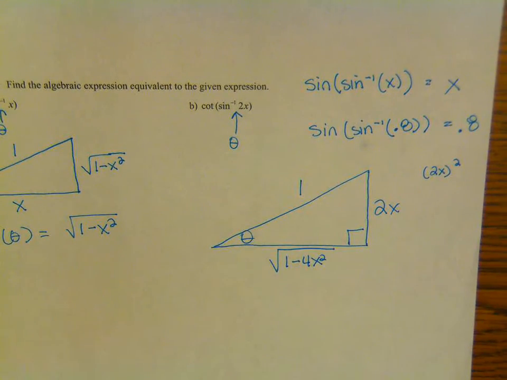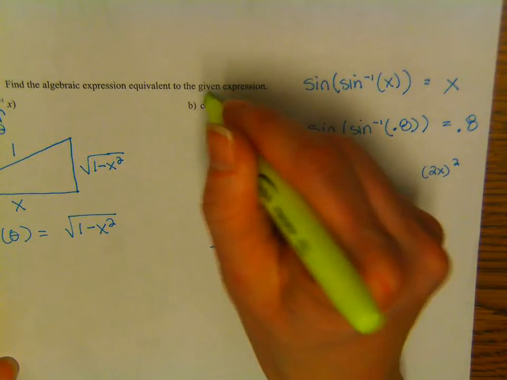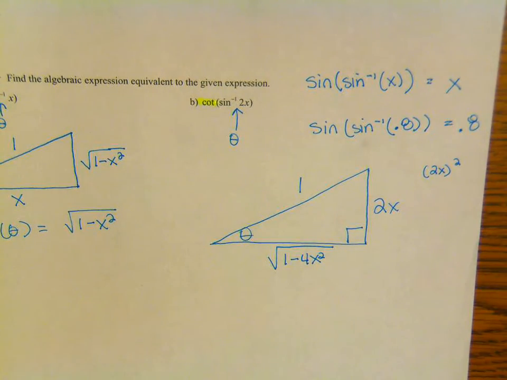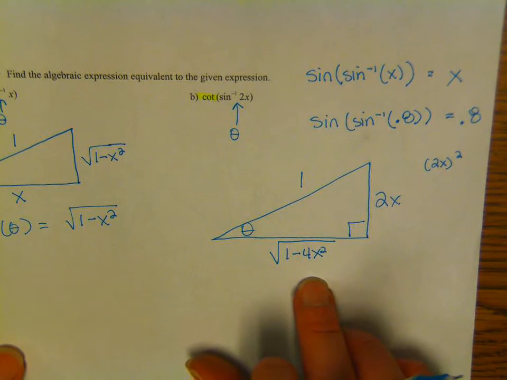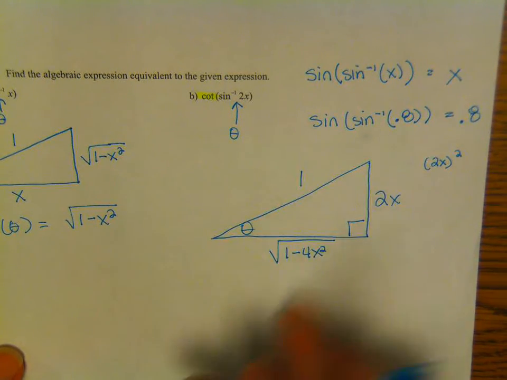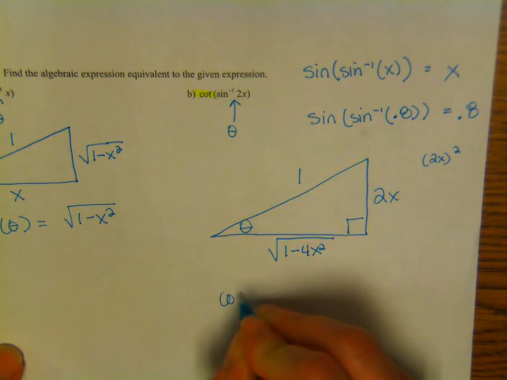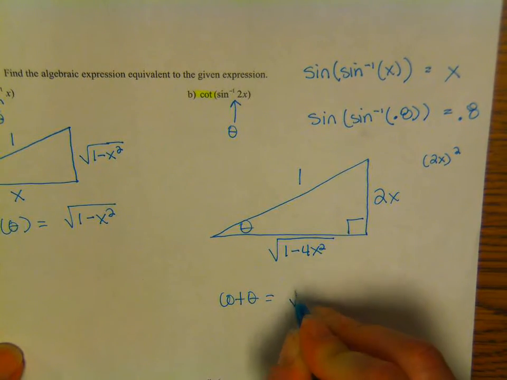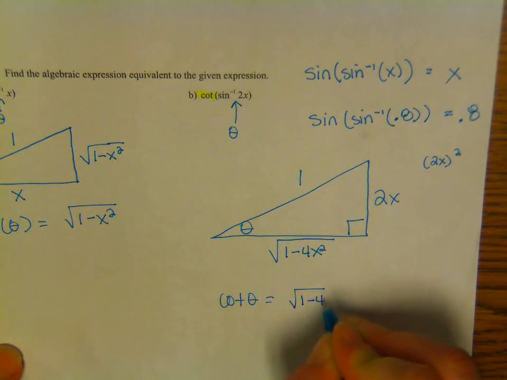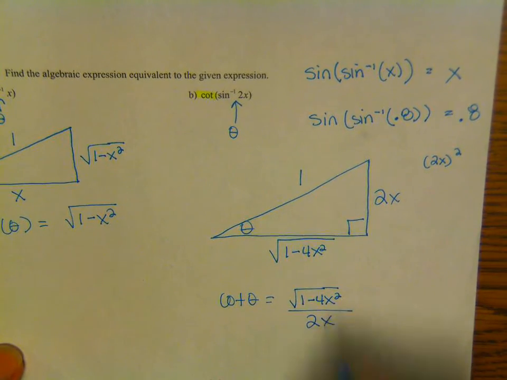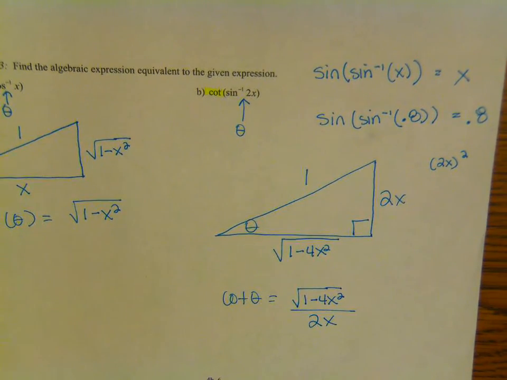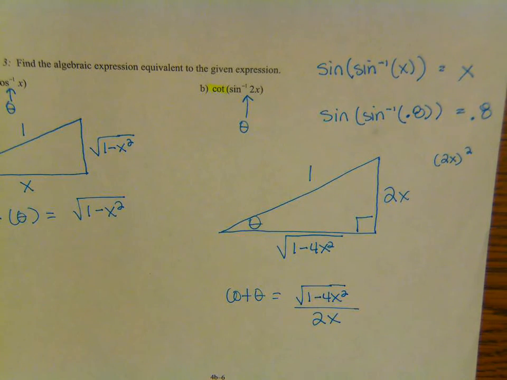And finally, I want the cotangent. So cotangent is the reciprocal of tangent. So tangent is opposite over adjacent. Cotangent is adjacent over opposite. So the cotangent of theta is going to be the square root of 1 minus 4x squared over 2x. Yes.